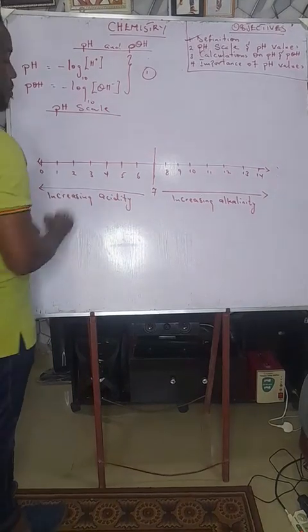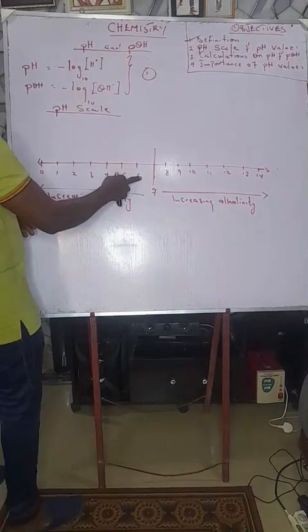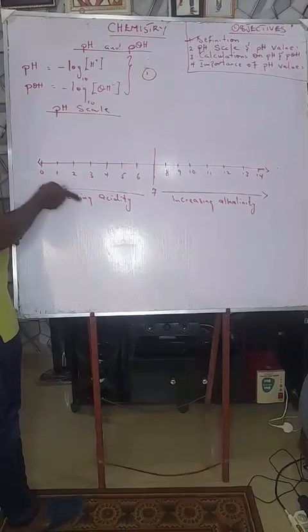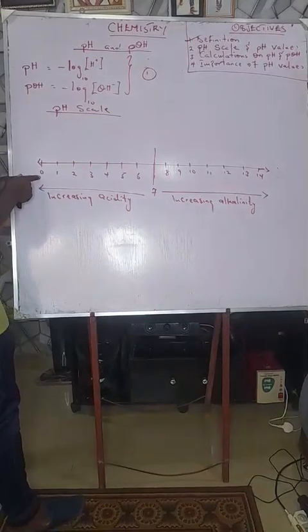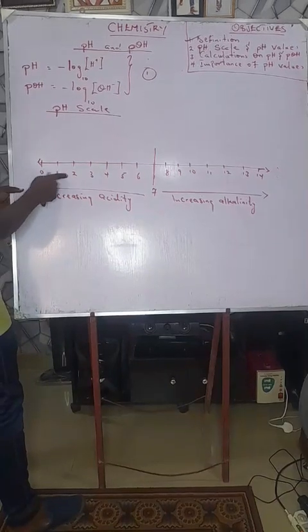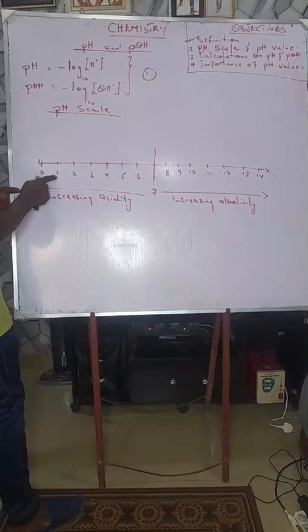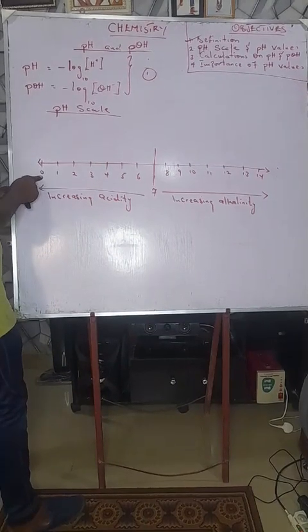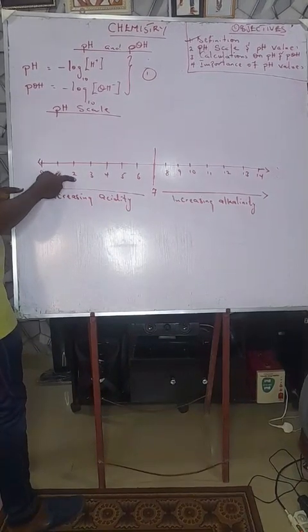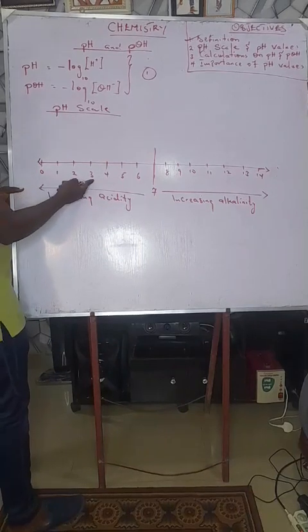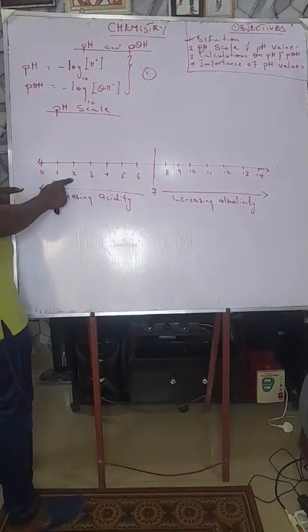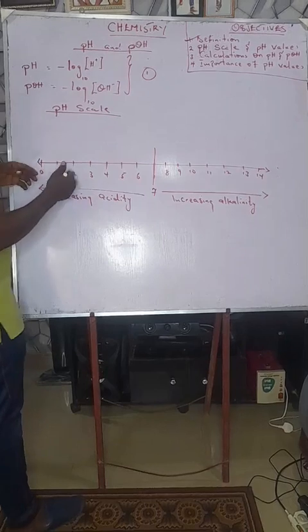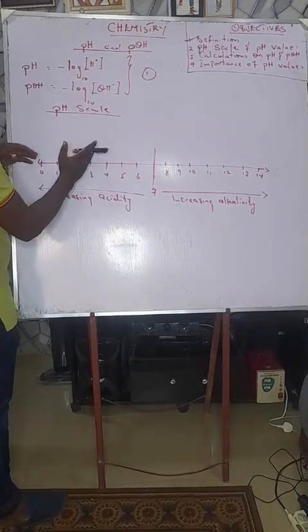Now look at it. Do you know what this means? Let me come back to this page. It means the one that is the most acidic here is 0, followed by 1, 2, 3. A pH of 1 is not as acidic as 0. A pH of 2 is not as acidic as 1. A pH of 3 is not as acidic as 2. Now, your strong acids are located around here.